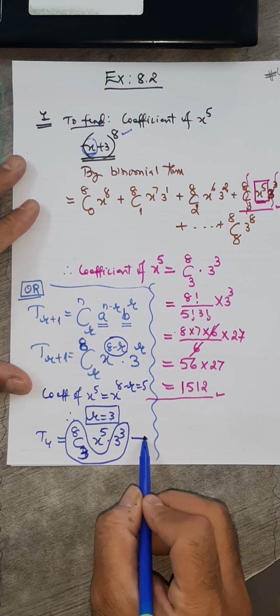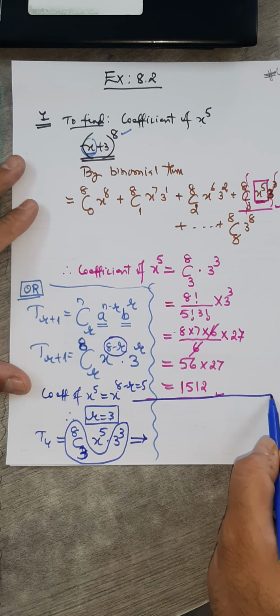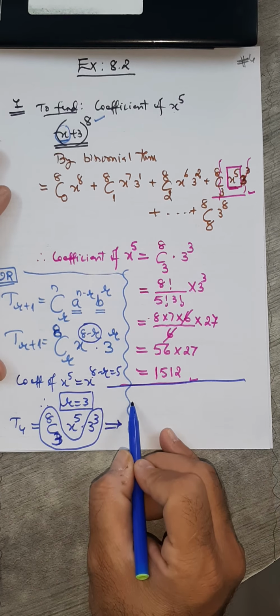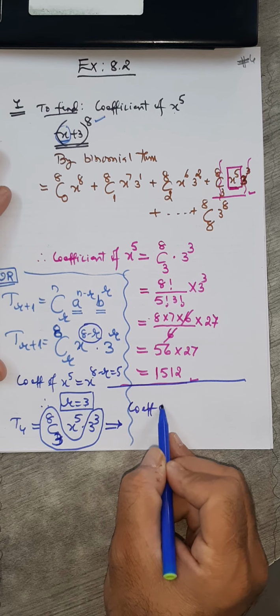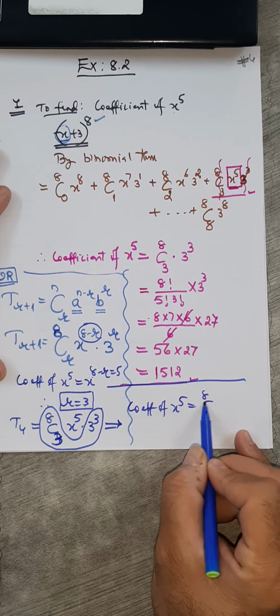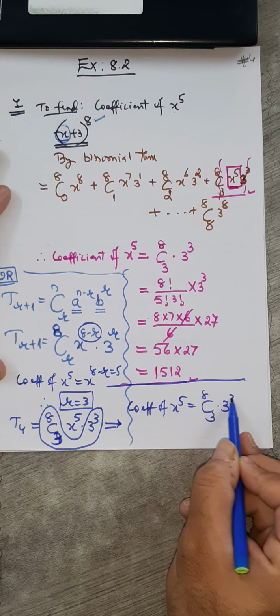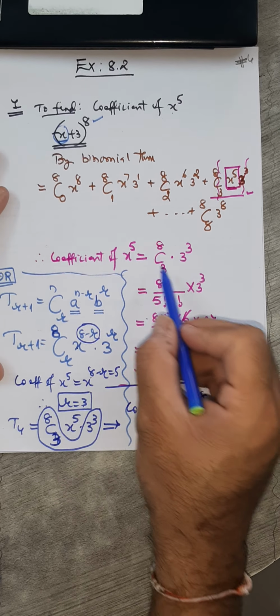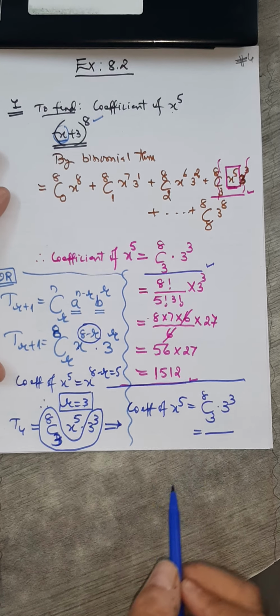So if I write here now, finally, the coefficient of x raised to 5 is this much. How much? 8c3 into 3 raised to 3, and simplify this. That's what I wrote here, right?